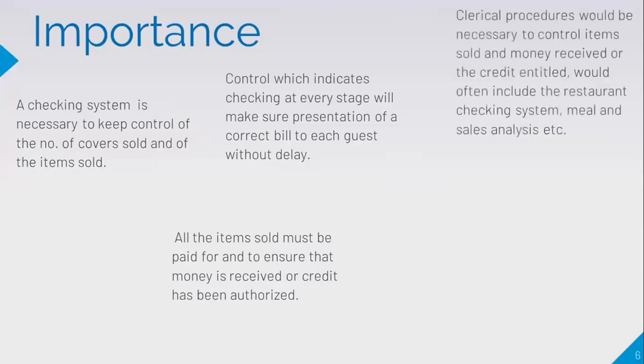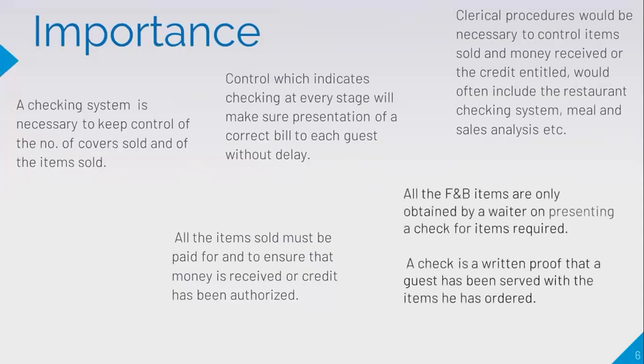Now, clerical procedures would be necessary to control items which are sold and money received, or the credit which is entitled. It would often include the restaurant checking system, meal and sales analysis, etc. So whenever we are generating a bill, we end up making n number of reports. Those reports are important for us to have a tight control on whatever is happening in various food and beverage outlets.